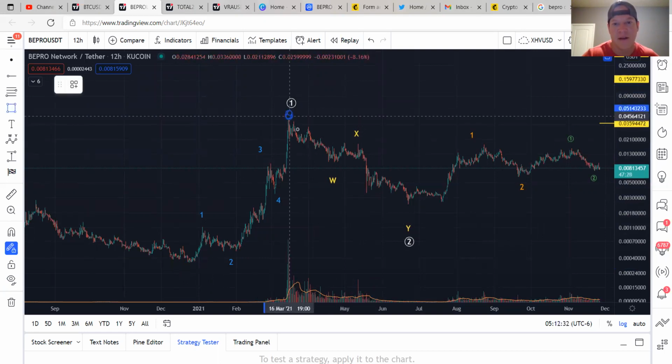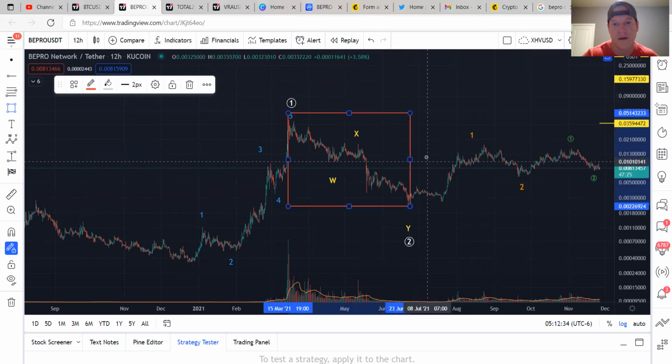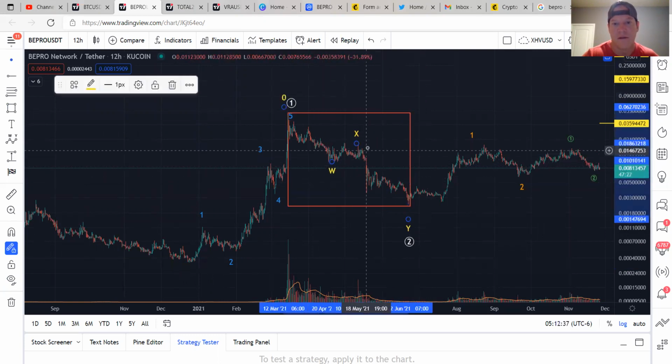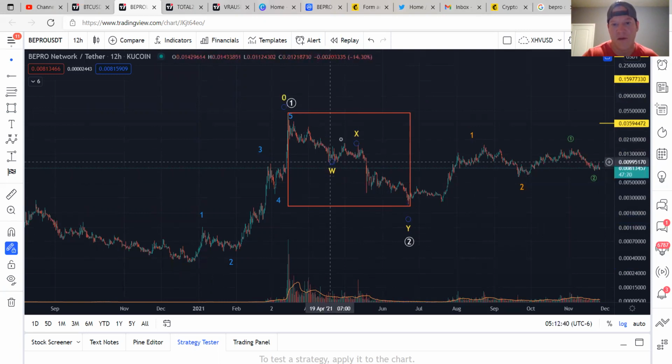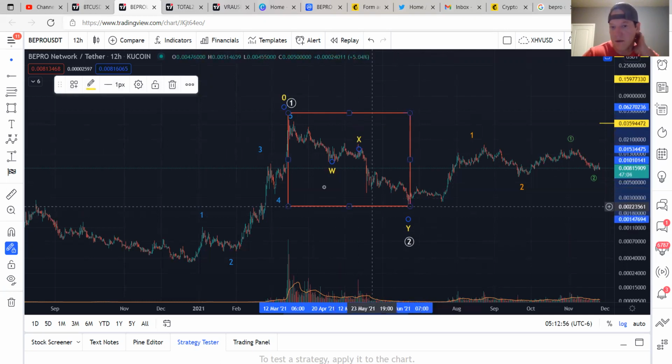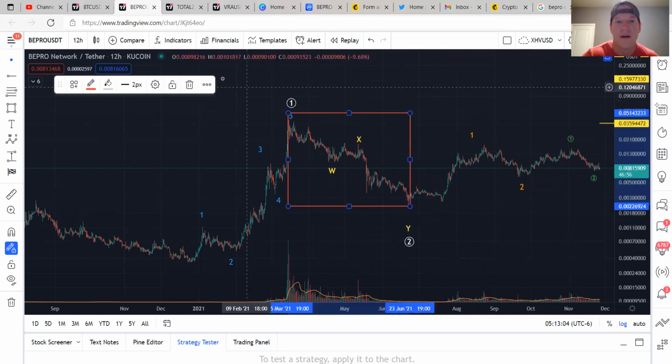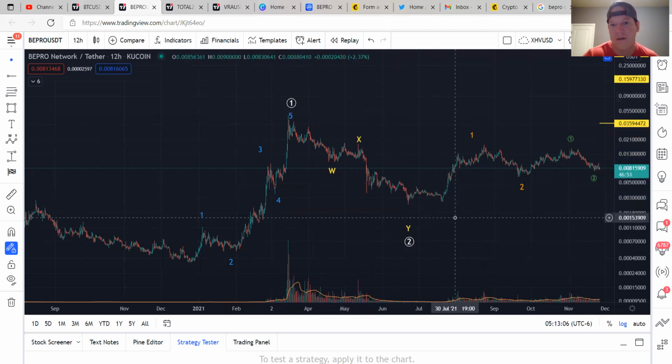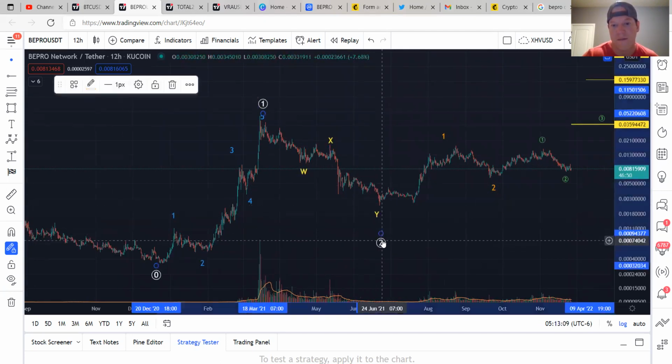So we topped out there, and then I view this entire structure as a corrective structure. So it's a WXY. A lot of people probably call it an ABC, but on a lower time frame, it actually turns into a double 3 complex correction, not just an ABC, but it's called a WXY. You could label it an ABC. It basically says the same thing, that your correction started here and ended here, but either way, that is the end of the correction. So this is the end of your 2 wave.